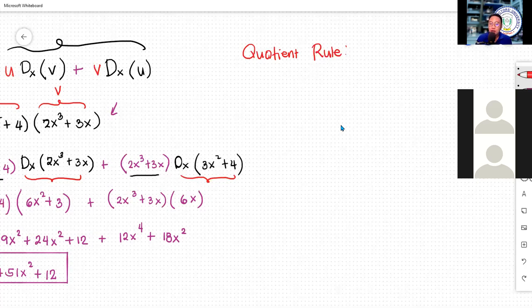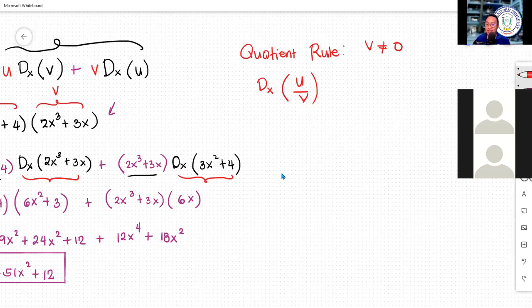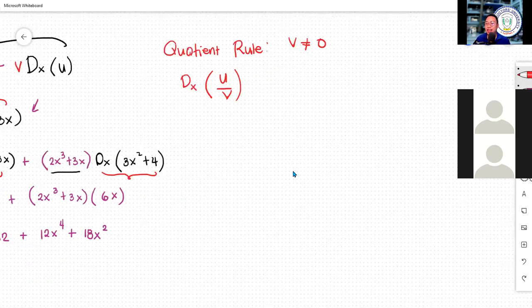When we do the quotient rule, guys, the operation used is also division. So we have d/dx of u over v. And the condition is that v should not be equal to 0. That's always the case. Remember our discussions before? We don't allow our denominator to be 0 because that's going to mess everything up, and it becomes undefined.